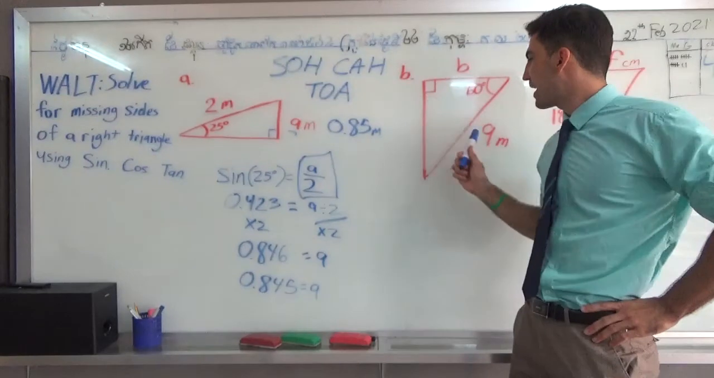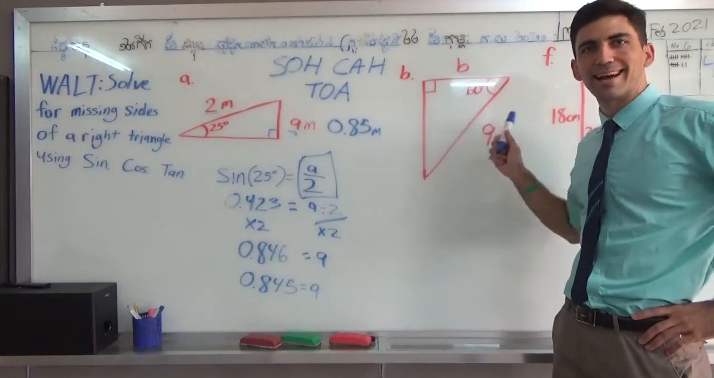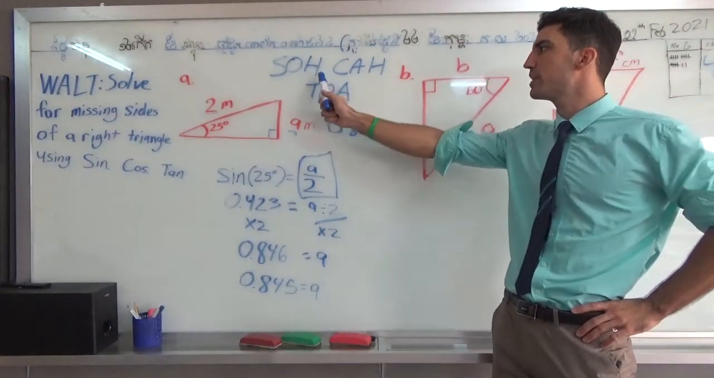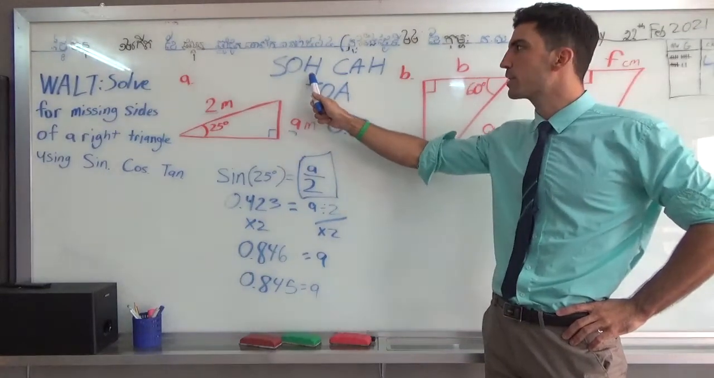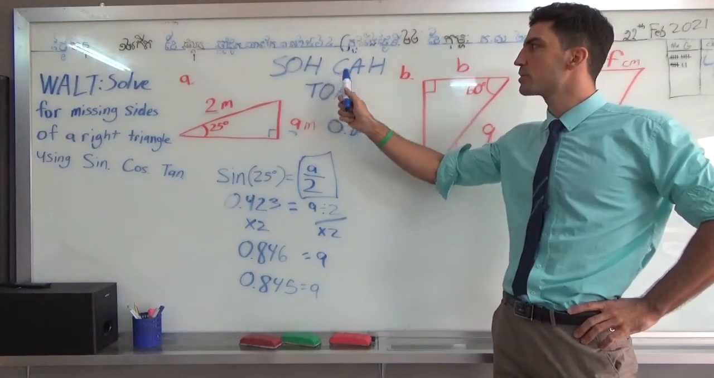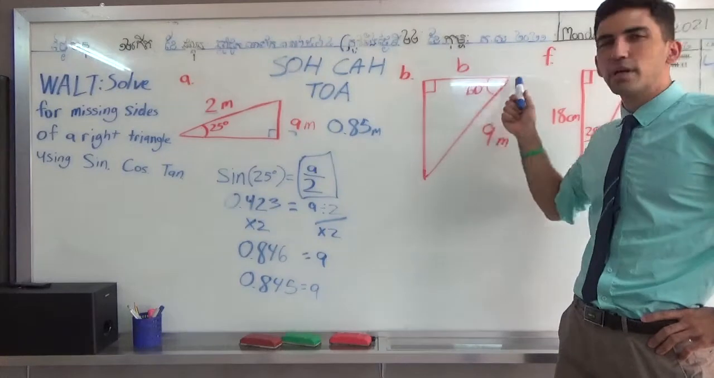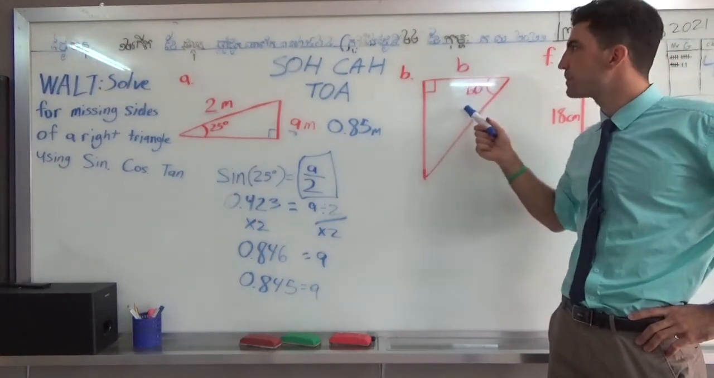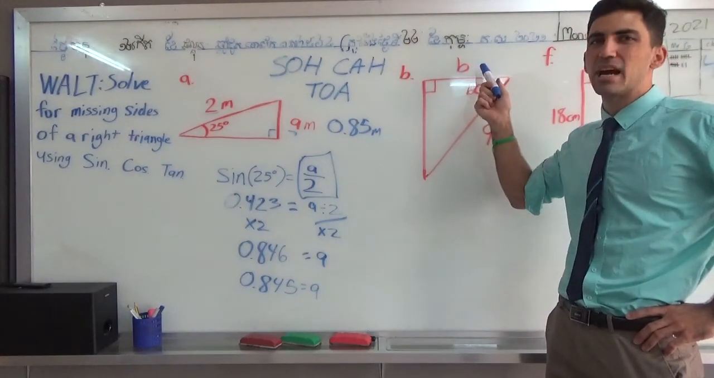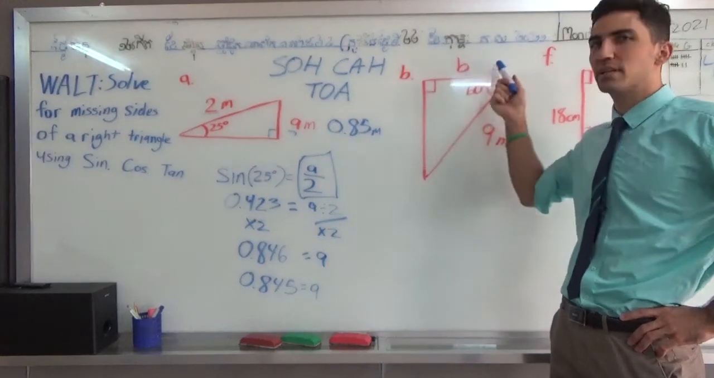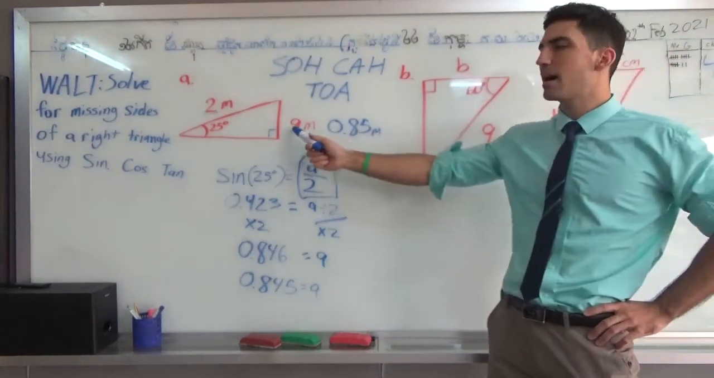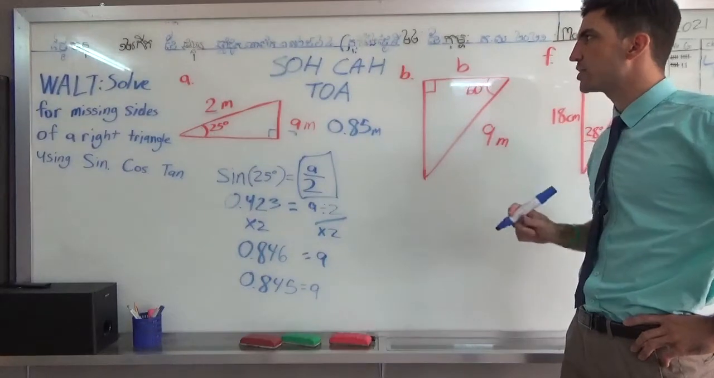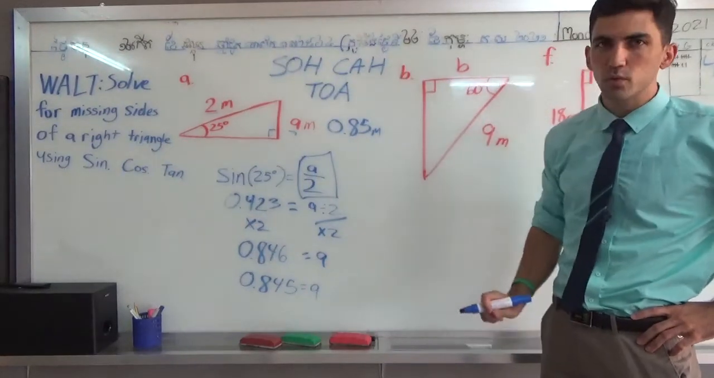Well, let's look. I have the hypotenuse. 9 is the hypotenuse, so I know that I'm not working with tangent. Again, I'm working with sine or cosine. Well, since I'm working with 60 degrees, I know that this is the adjacent side. It is touching the angle, so it is not the opposite side.